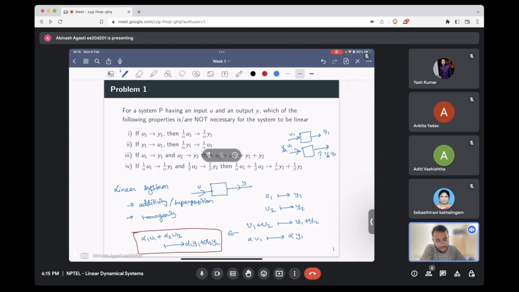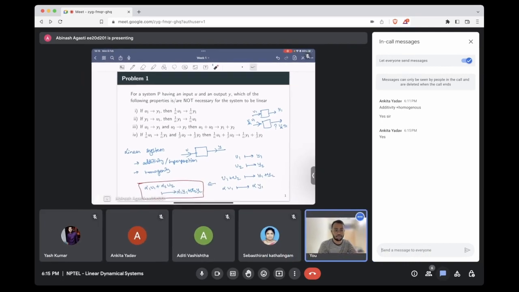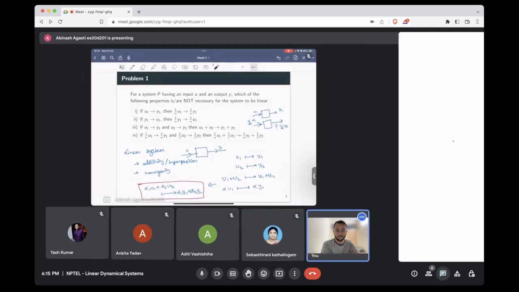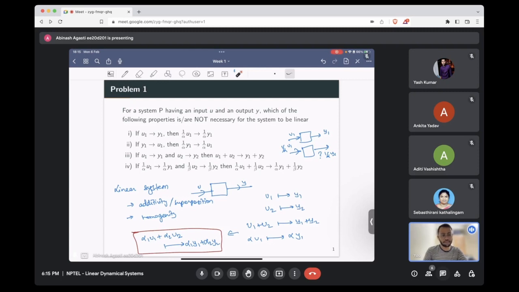You can just type a yes or no. If you think this condition is necessary, just type yes, and if not, just type no. Okay, we've got one yes, and for the others, just make a guess. Then if it's wrong, we can think about it. Yes. Any other answers?